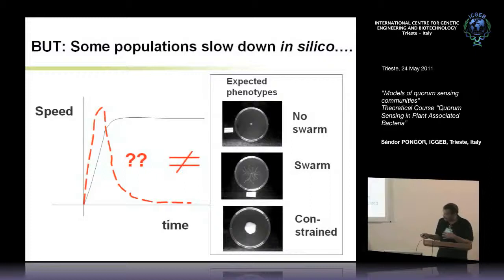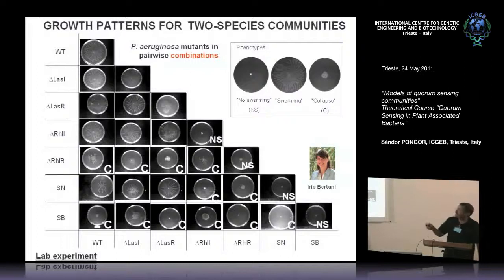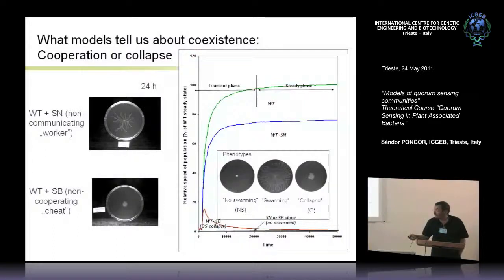First we thought that it is this kind of a thing, but then it turned out that it is not. This is why we then switched to studying pairwise combinations of cells. As we see, we have a large variety of patterns, and these patterns do not behave in a very reproducible way. So we simplified things to this: we have no swarming, swarming, and collapse. And this is the behavior of the cells on agar plates and in the computer.